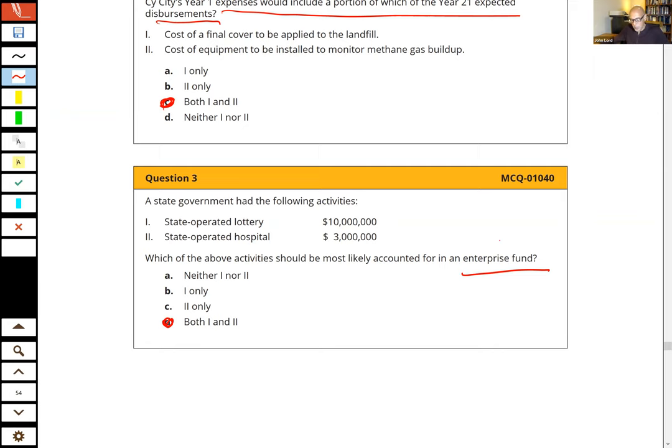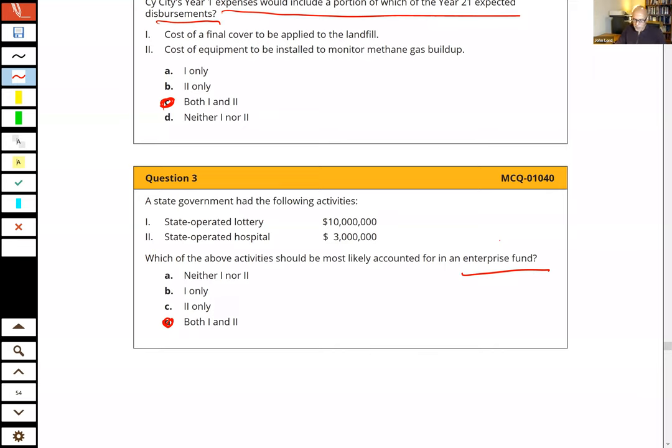Now, what I don't like about this question is they shouldn't have me sitting here trying to imagine what these activities are doing to decide if it should be an enterprise fund. They should be testing me on the criteria. What's the criteria that constitutes an enterprise fund? Fees. Fees being used to cover costs. And if I borrowed money to establish it and pledged the net revenue, the fees, to pay that back, then it's still coming back to fees.